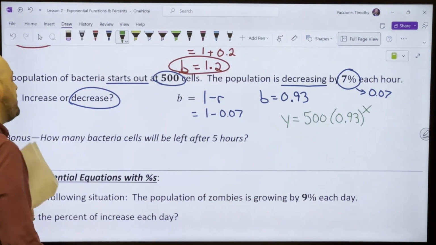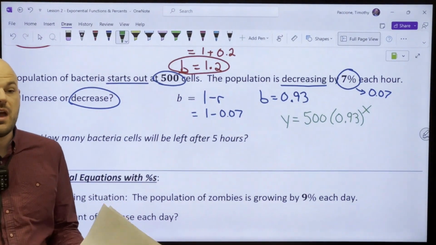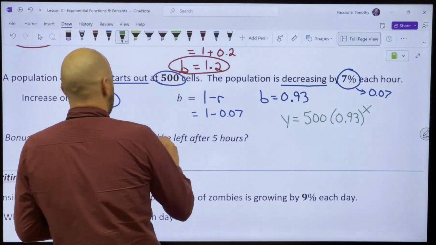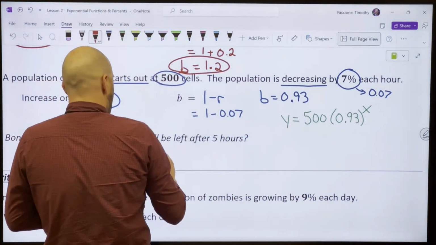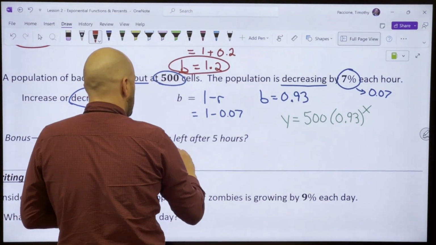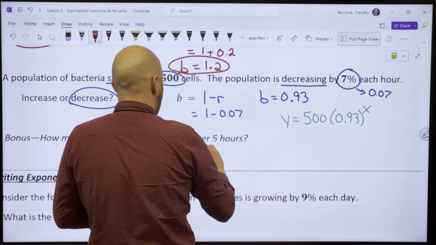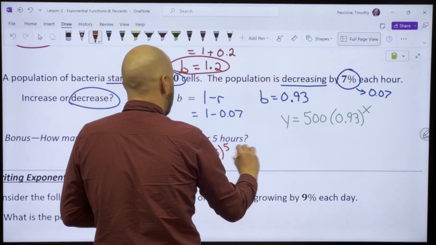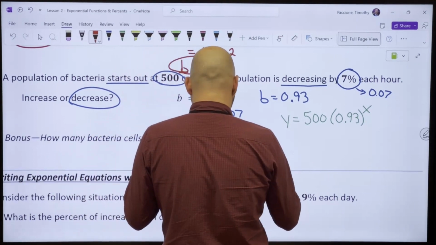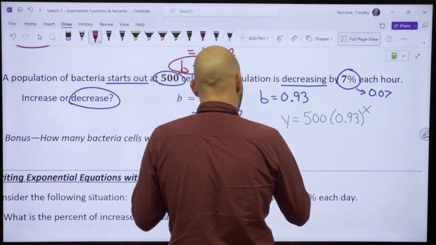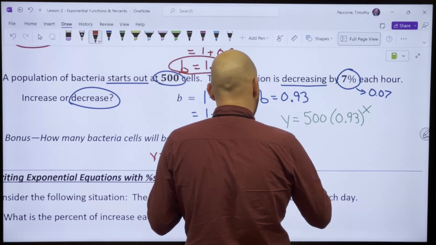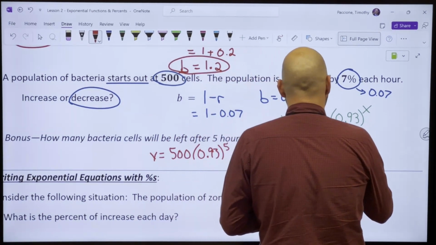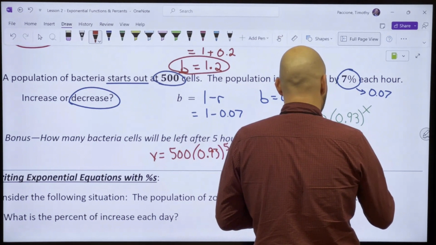Now it says how many bacteria cells we have left after 5 hours. What do we do? Plug in 5. So I would say, okay, y equals 500 times 0.93 to the 5, and I get 347.8, which would have to, yes, exactly. Can you explain why?